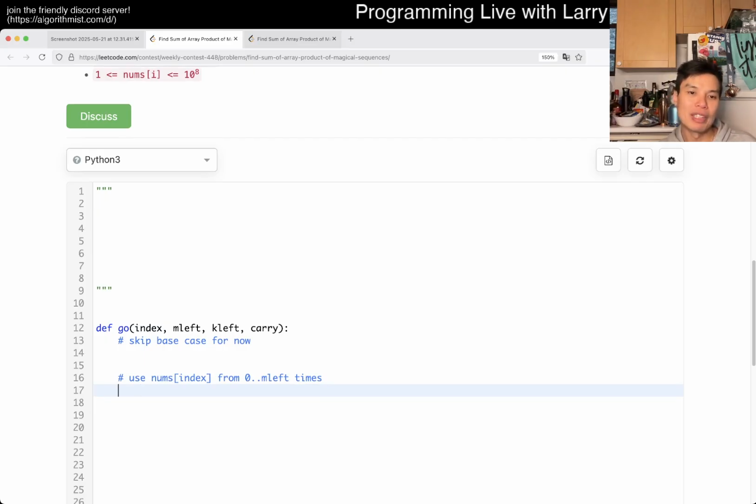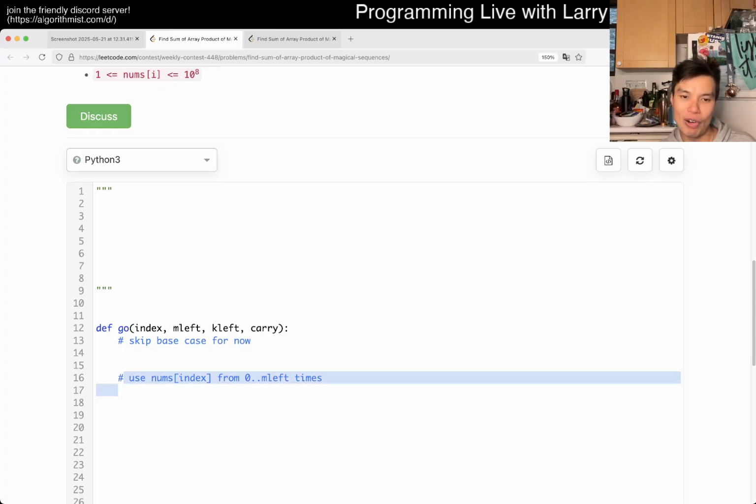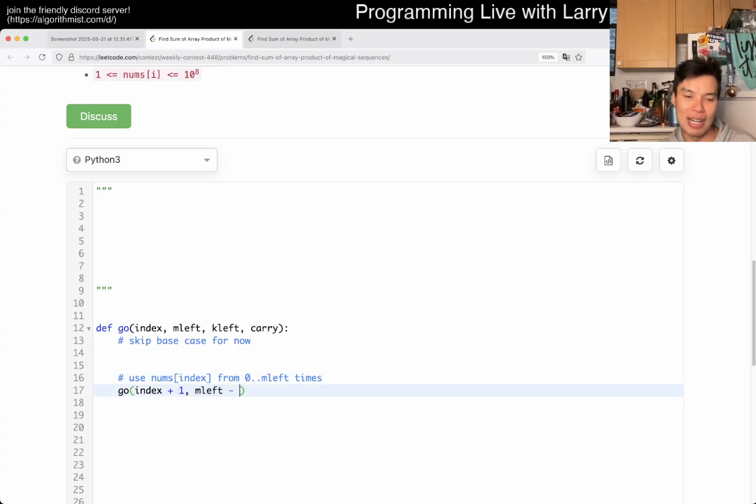Now, what does carry mean? Okay, this part I hope everybody understood. And this, of course, we just subtract from m left. So if you want to rewrite it, it's going to be index plus 1. That means that we're done with nums at index. We have m left minus whatever this i is. And then k left, we do some math, actually we'll talk about this in a second, and the carry bit. Okay, so what is the impact on k left?